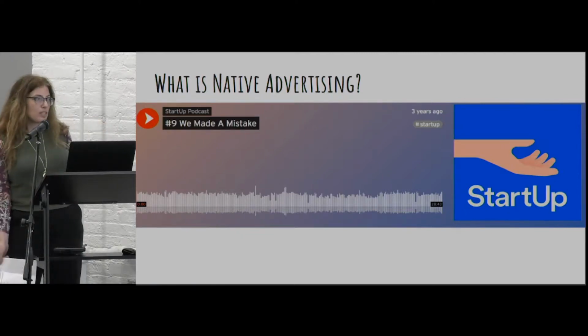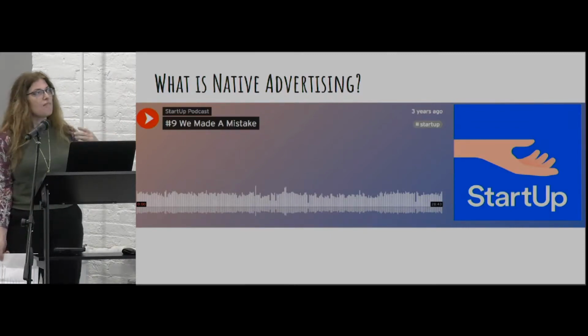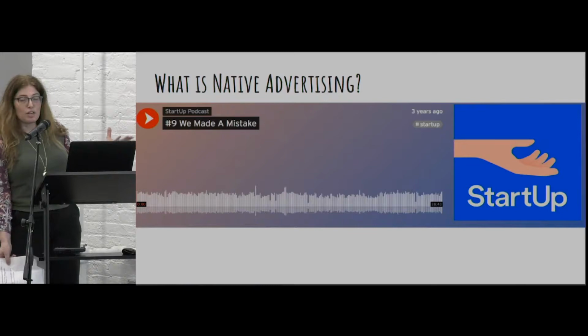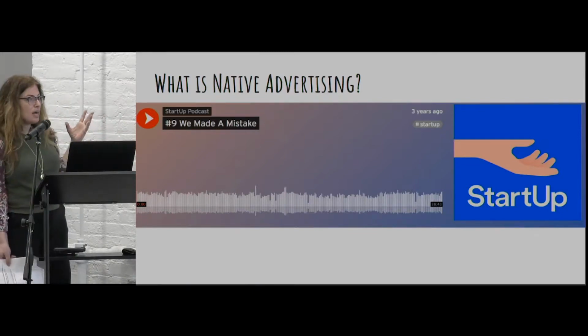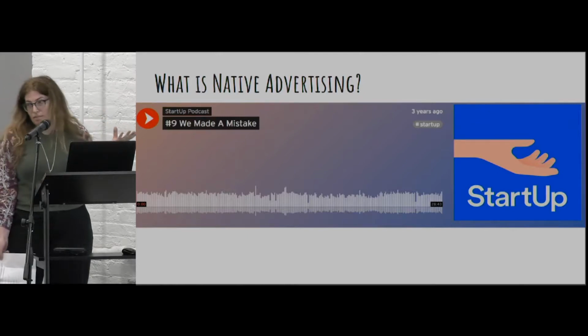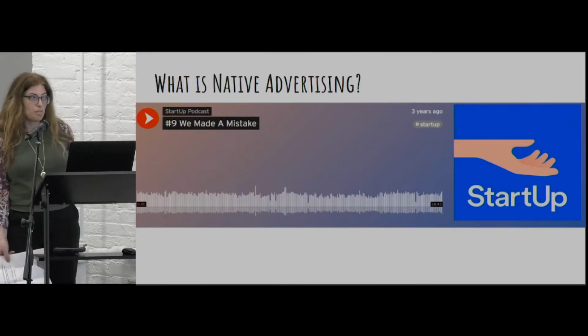If it's a print story, it's going to be native to print. It's going to be kind of like a New York Times story, right? If it's in the New York Times, if it's in the Guardian, it's going to look like a Guardian story. If it's in a podcast here, I mean, Startup is a business-focused podcast, and so they're interviewing other businesses.